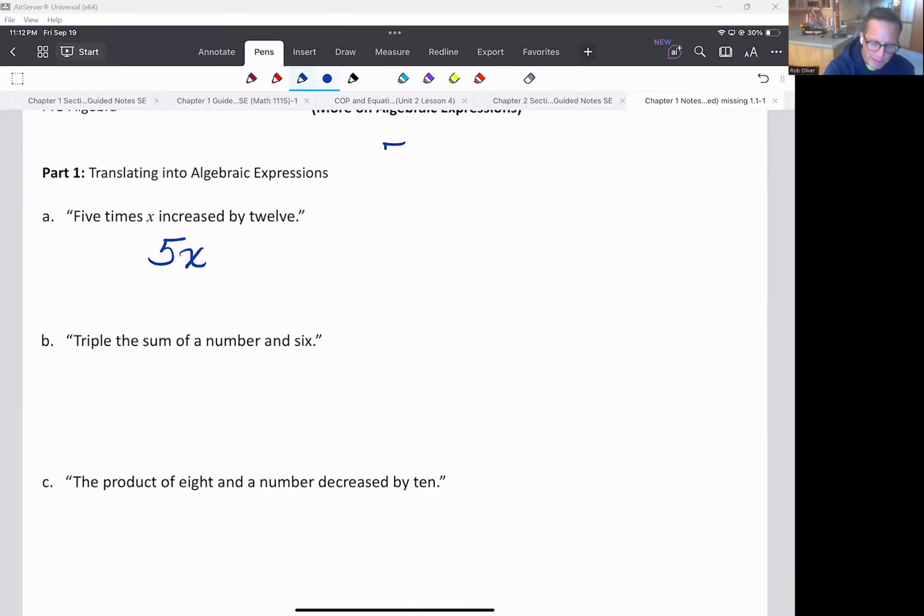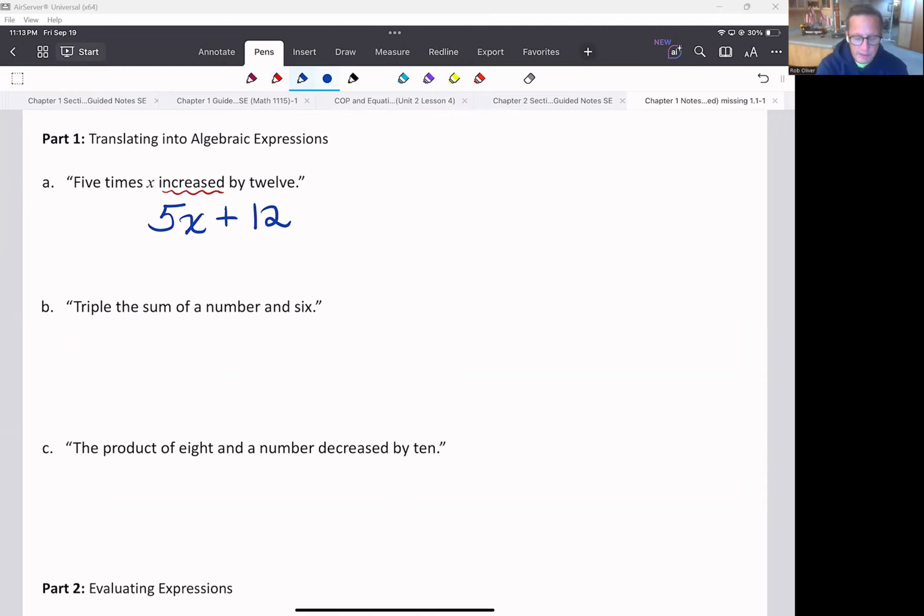I could write 5 times x, but that's a kind of clunky way to write it. So 5x increased by 12. That word means plus, right? So increased means plus 12. That's it. You can't do any more to that. We're just writing these out as expressions at this point.